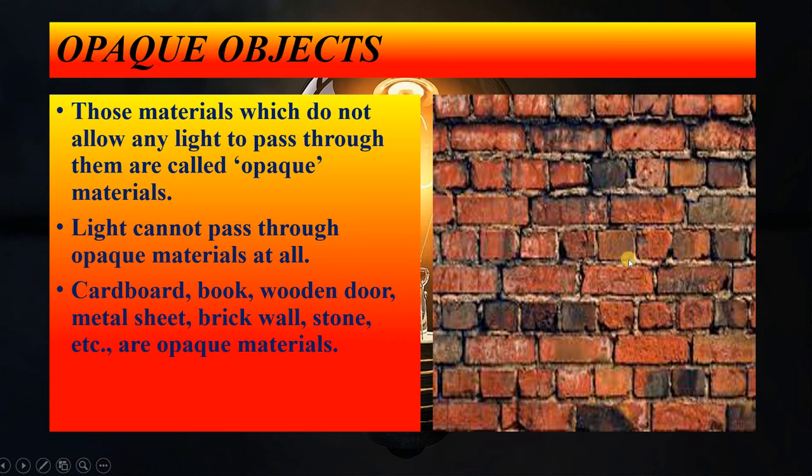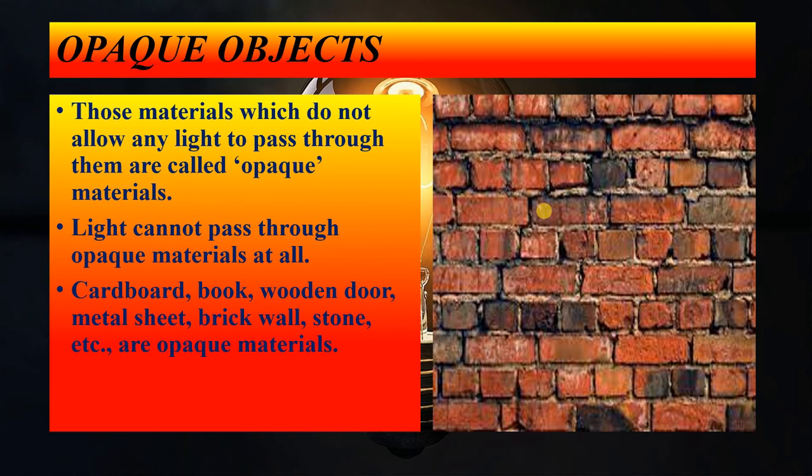Here you can see this is a picture of a brick wall, isn't it? Can you see the other side of the brick wall? No, not at all, because light cannot pass through it. Okay. Now, if there is a burning candle, and if you hold a piece of cardboard in front of your eyes, then you cannot see the light of the candle flame. Why? Because this cardboard, as it is opaque, does not allow the light of a candle flame to pass through it and reach our eyes.